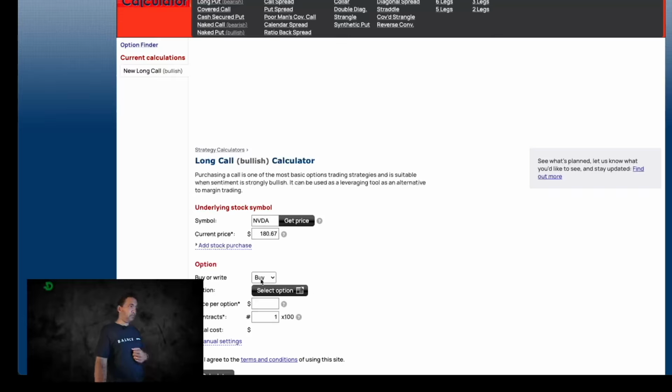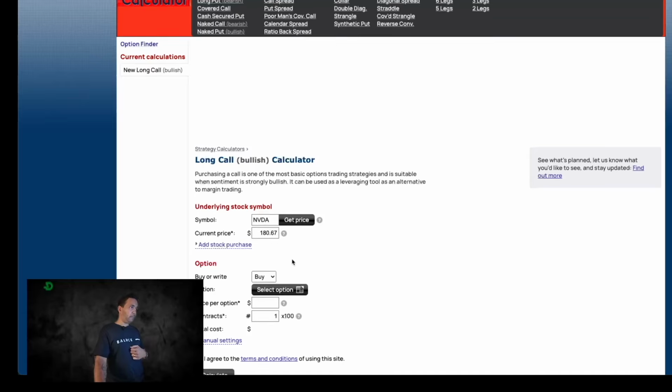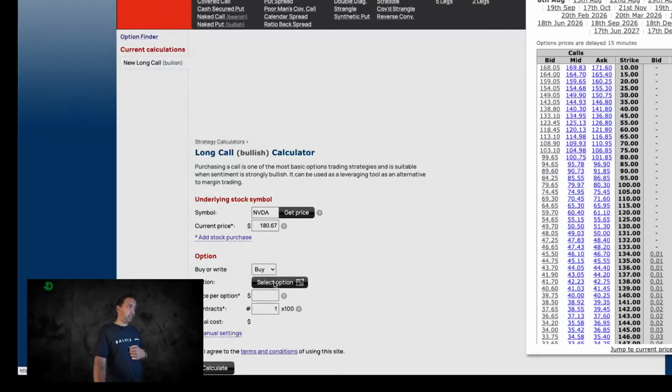Okay, so you buy. I'm showing you this is a long call, right? So that's a bullish strategy. You are buying a call. Okay, so buy and then you select the option, right? So this is an important chart that you see here, right? Make sure that you select the right expiry date.